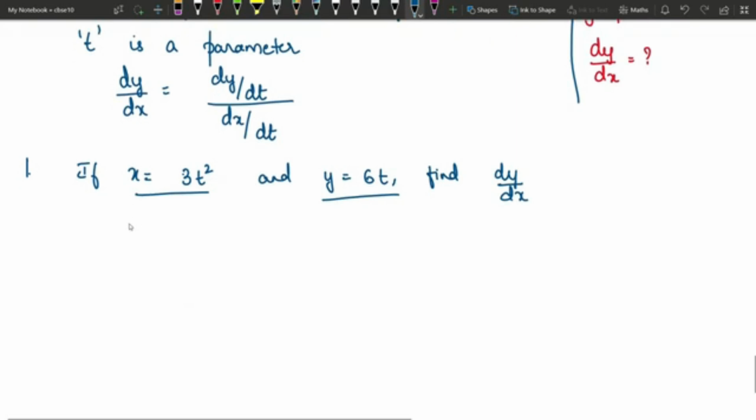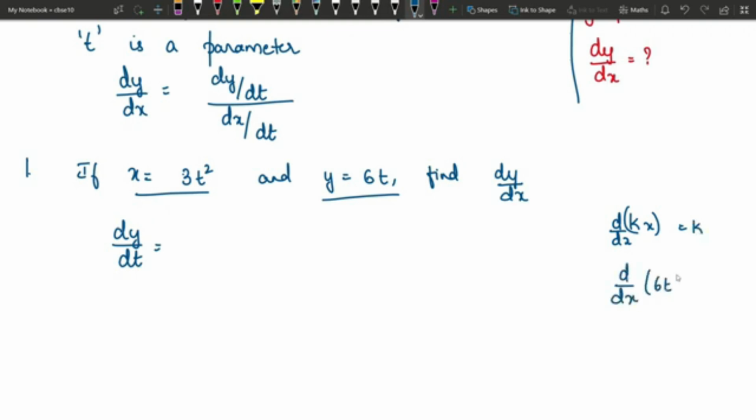Now to differentiate this, first we will differentiate y with respect to t. So differentiating y with respect to t, 6 into t, similar to k into x. If you have k into x, derivative is k, right? Similarly, if you have 6 into t, differentiating with respect to t, the answer is just the constant 6. So dy by dt is only 6, and we will find dx by dt. Dx by dt is similar to k into x square. If it was 3 into x square, the answer would have been 6x. Since it is 3 into t square, the answer is going to be 6t.